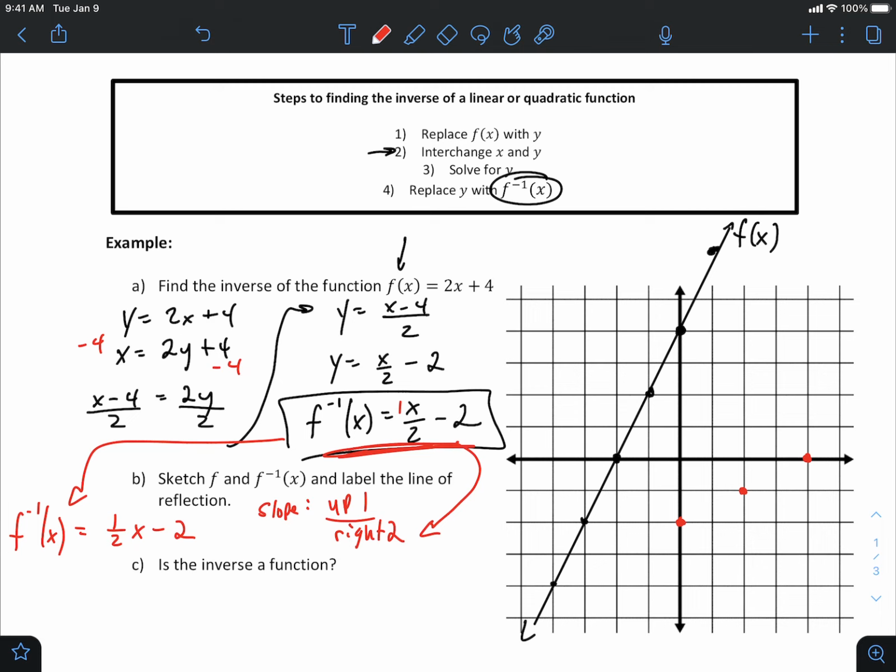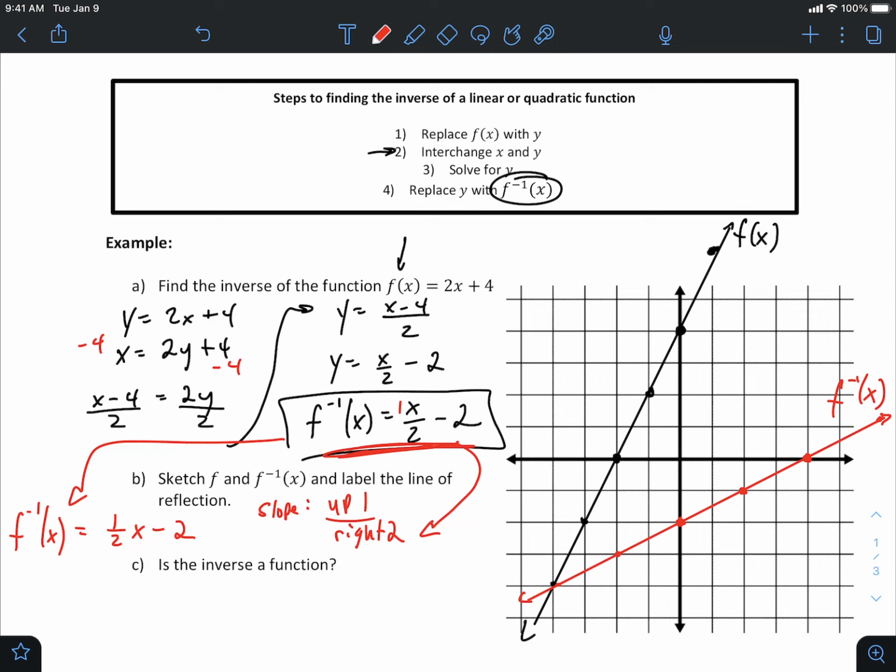Oh, not quite. The opposite of doing that would be down, left, down, left. All right. And so we're going to get this. Here's our inverse function right here. F inverse of x.